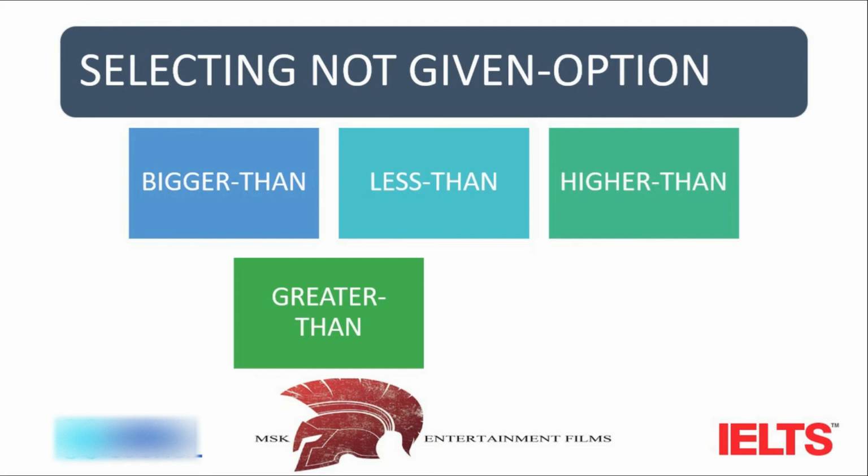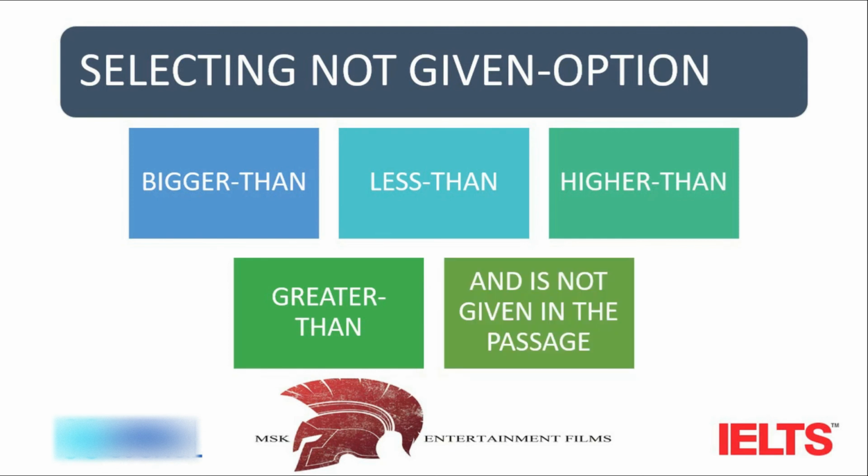In that case you can select not given, and keep in mind that not given is always, and mostly, something that is not in the passage, like that sentence is not present in that passage, so in that case you can choose the not given option. As I have mentioned here, it's not given in the passage, but if the sentence in the question compares two things and it might not be present in that passage, in that case you can select not given.